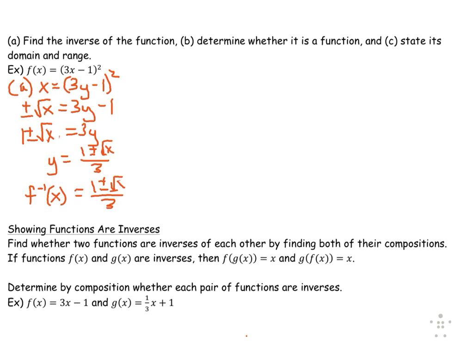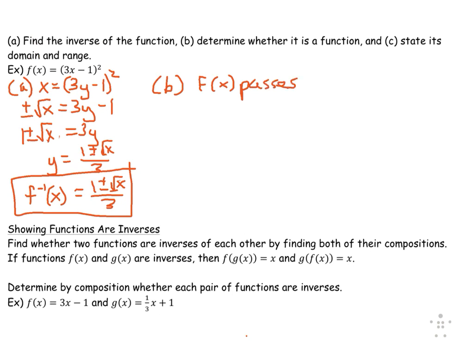Moving on to part B. Determining whether it is a function. I will apply the horizontal line test to the original graph. Because f of x is quadratic, it passes HLT. You know, the graph will look something like this. And I said passes, I meant to say fail. That fails HLT.